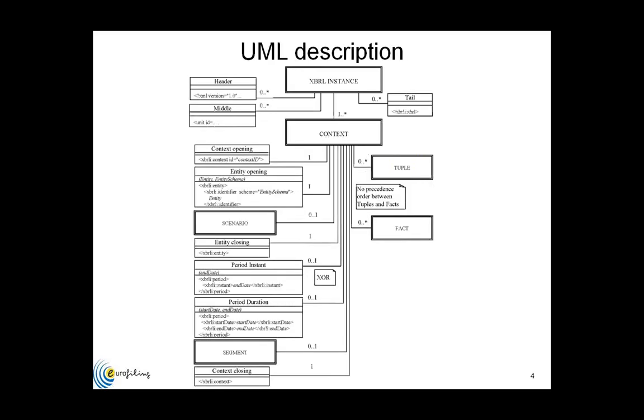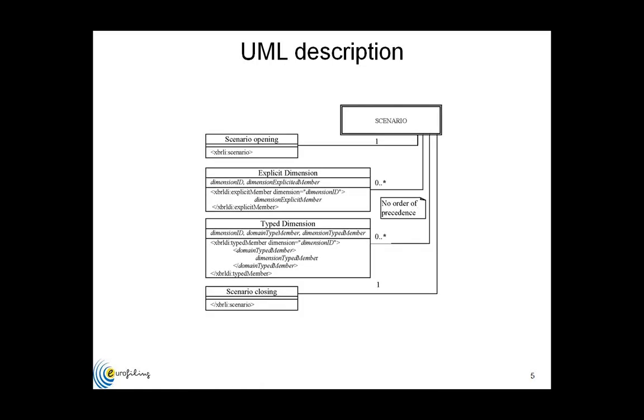To do that, we make a pseudo UML description. What is an XBRL instance document? You put a header, something in the middle, something in the tail, and a context. The context has scenarios, segments, tuples, and facts. So this is the structure.